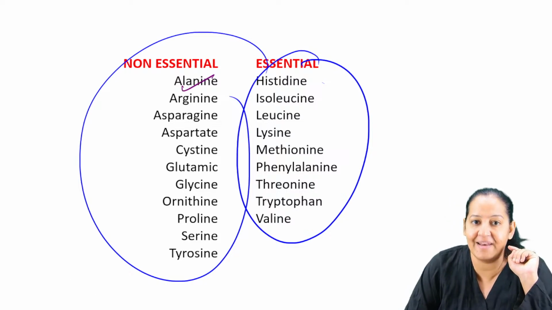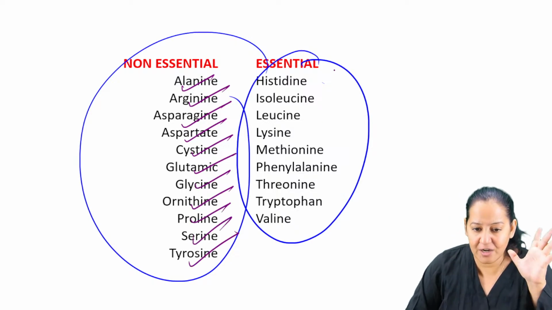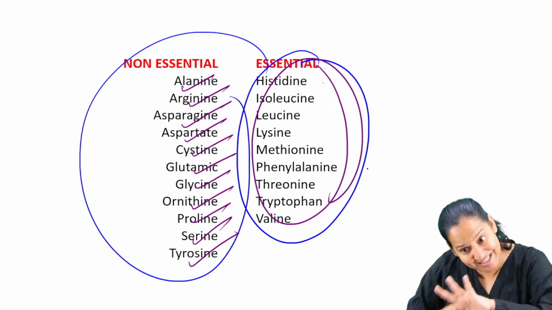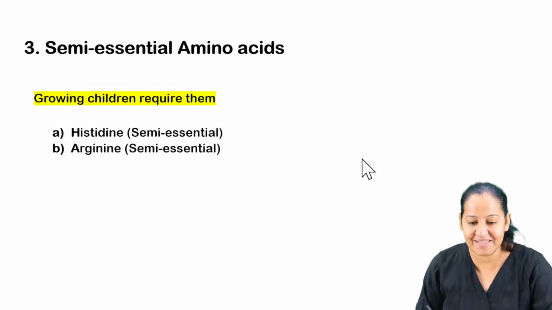So it can be alanine, arginine, asparagine, aspartate, cysteine, glutamic acid, glycine, ornithine, proline, serine, tyrosine. So these are not coming in PVT Tim Hall. Except PVT Tim Hall, all are coming here. Please learn like that. Now what is semi-essential?